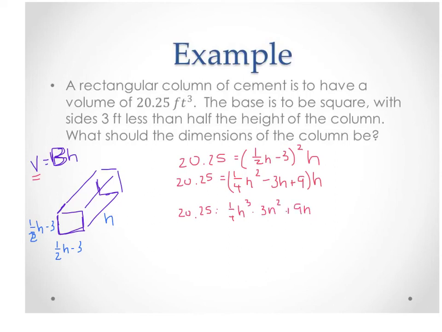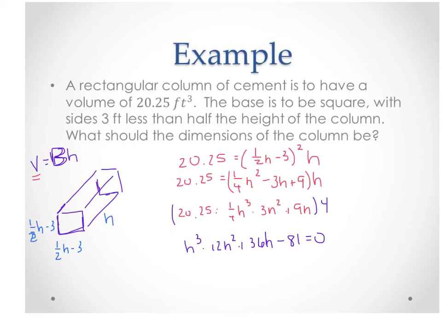We want it equal to 0, and we really don't want a fourth in there. So let's multiply everything by 4, and we're going to get h cubed minus 12h squared plus 36h minus, because I'm going to move my 20.25 times 4 to the other side, minus 81 equals 0. And so we have to solve this.